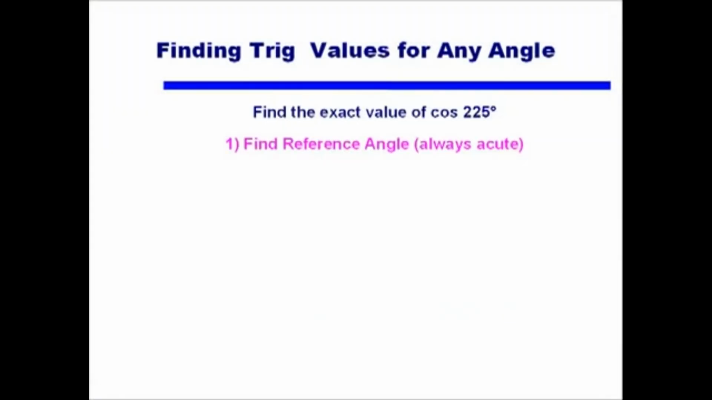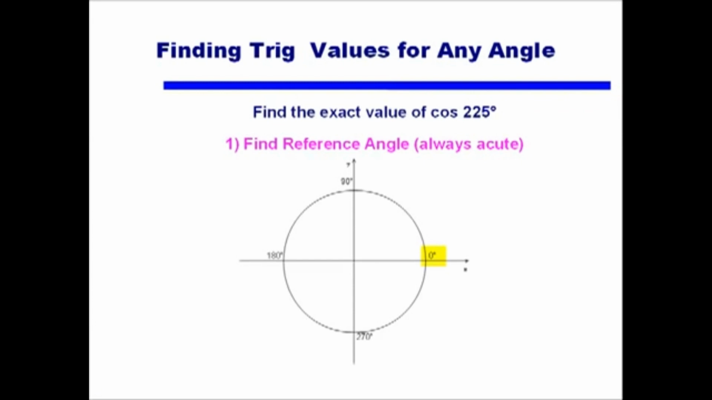Well, let's first take the example of cosine of 225 degrees. Again, we have to find that reference angle, that acute angle that we can use. Well, we'll do this by taking our xy axes and remembering that the positive x-axis was 0 degrees, the positive y-axis represented 90 degrees, the negative x-axis represented 180 degrees, and the negative y-axis was 270 degrees. So if we're trying to find an angle of 225 degrees, I'm pretty sure it's going to fall between 180 and 270 degrees, or somewhere in the third quadrant.